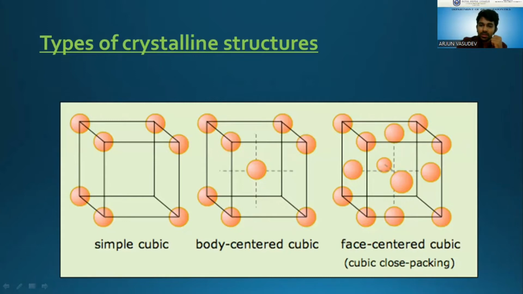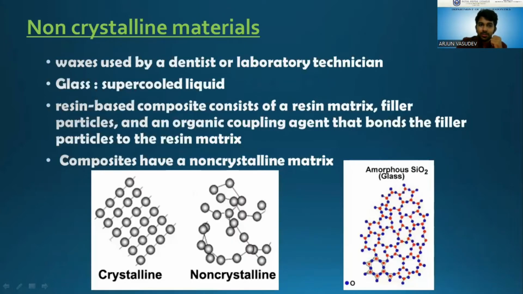It's close packing. Now, non-crystalline materials. Those are waxes used by dentists or laboratory technicians. Glasses are supercooled liquids. Now, resin-based composite consists of resin matrix, filler particles, and an organic coupling agent that bonds the filler particles to the resin matrix. Composites have a non-crystalline matrix.